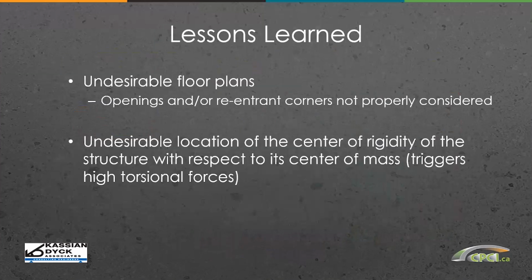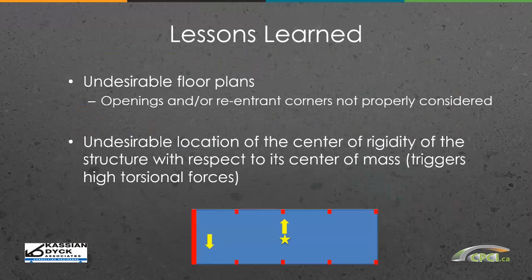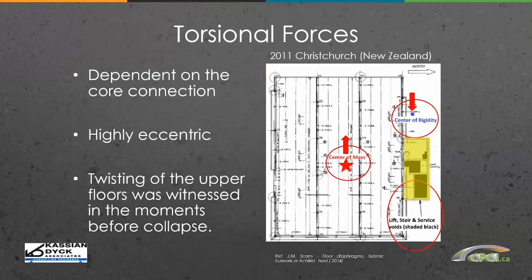The CTV building definitely had an undesirable floor plan that we'll discuss, where the center of rigidity was really offset from the center of mass, and that had openings and this large eccentricity that really needed to be properly considered. So if we have a building where the center of mass, where we can think of the earthquake force being applied, is really offset from the center of resistance, where the shear walls are off to one side, we generate that large torsion.